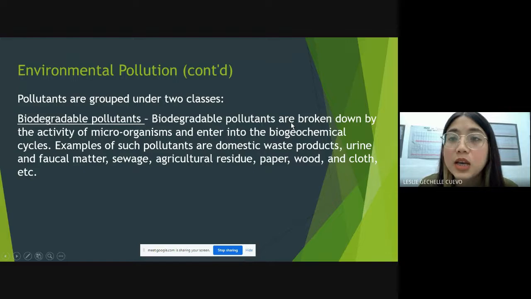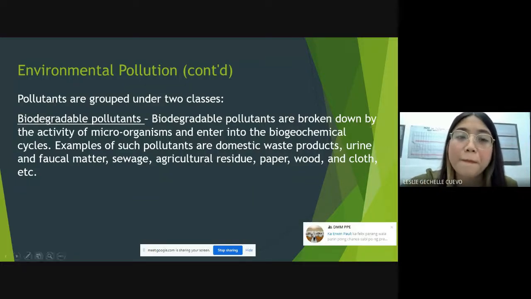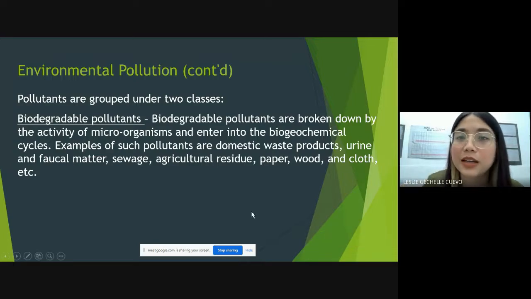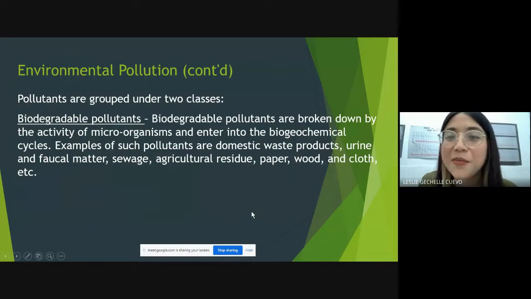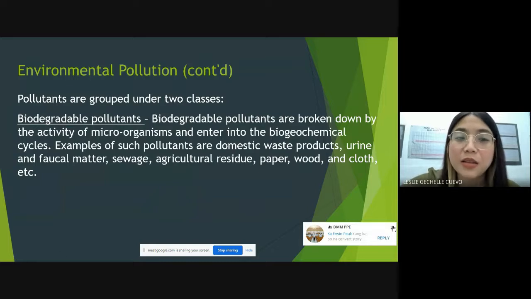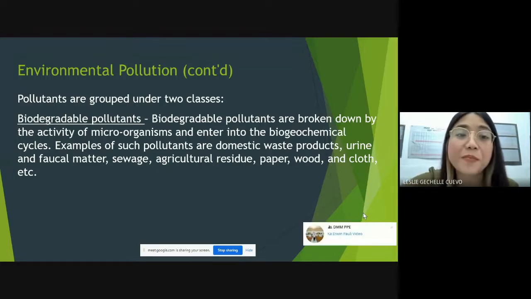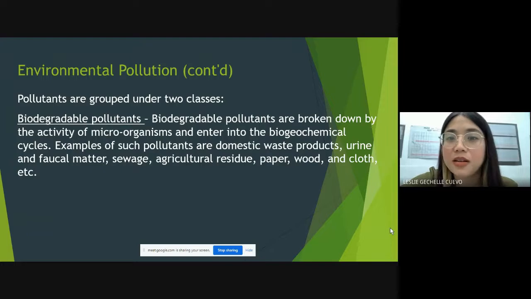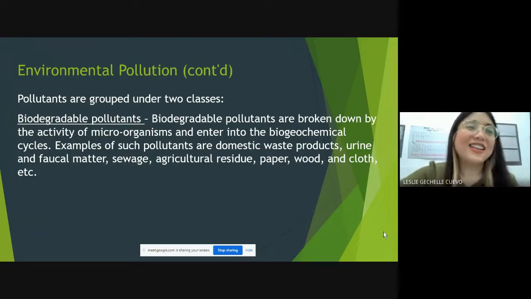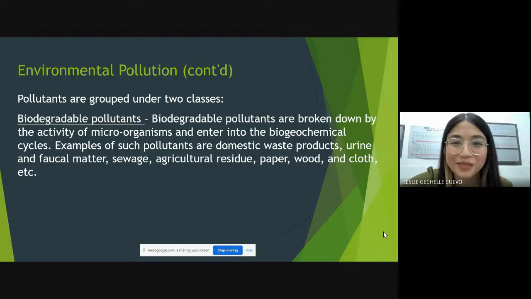So, when we say biodegradable pollutants, ito yung mga, ano ba yan? Dahil chat. Ito yung mga nakakasira sa environment. Sorry. Ito yung mga pollutants but can be... ulit. May magchat-chat pa ba? Wala na.